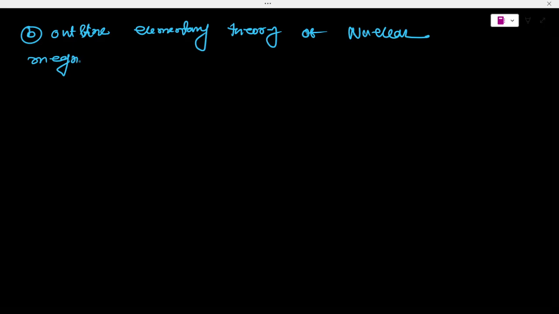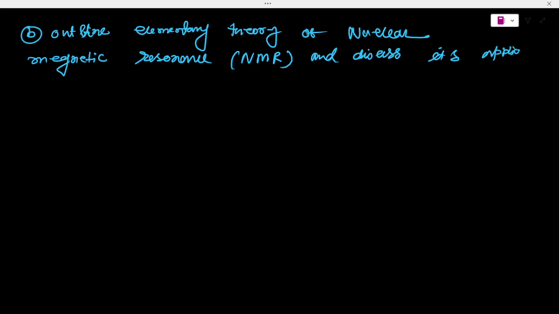Now come to the second question. The second question said: outline the elementary theory of nuclear magnetic resonance, NMR, and discuss its application.